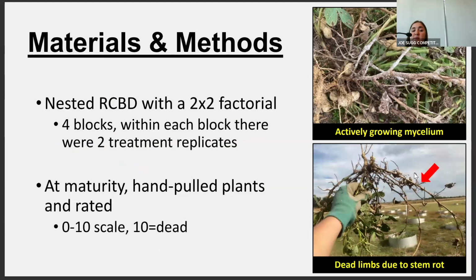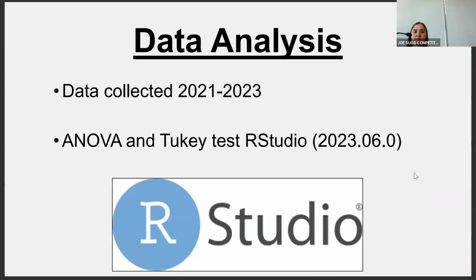This was a nested randomized complete block design with a 2x2 factorial, where I had 4 blocks, and within each block there were 2 treatment replicates. Upon maturity, I hand pulled the plants and rated them on a scale of 0 to 10, with 10 being dead. I did 3 years worth of this study and used R to run an ANOVA and a Tukey test.